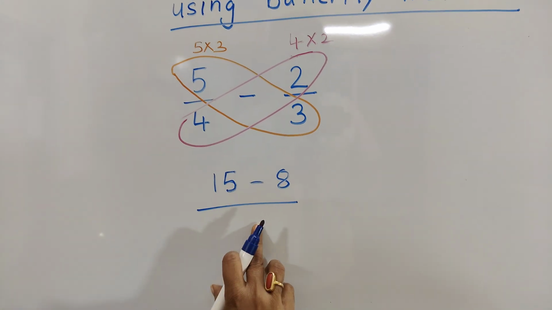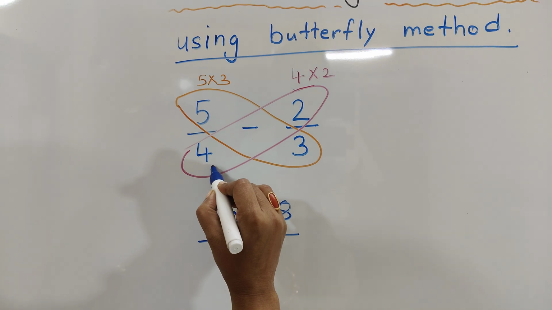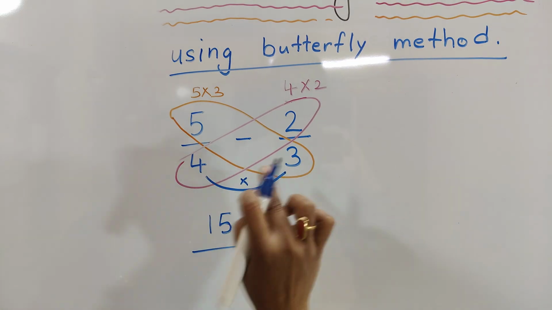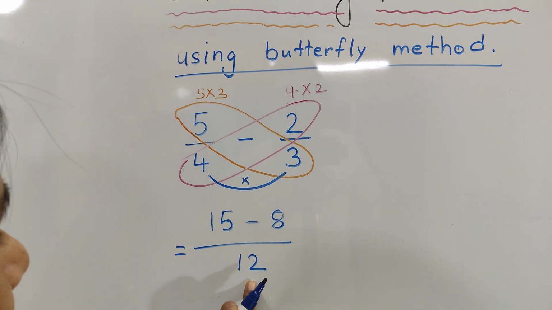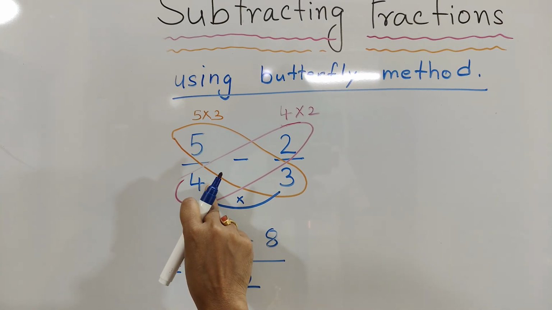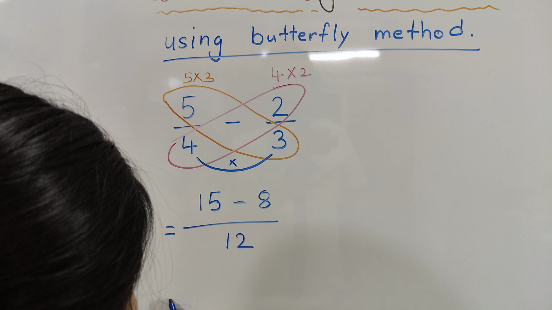Now let's check what our denominator will be. The denominator will be 4 times 3. We just multiply. 4 times 3 is equal to 12. How do we get 12 as the denominator? We just multiplied both the fractions' denominators, 4 and 3. We get 12.